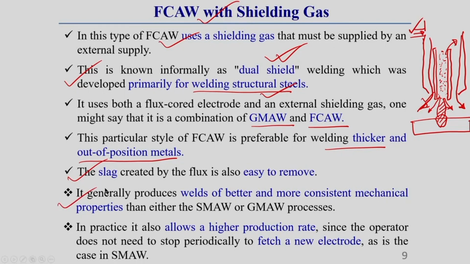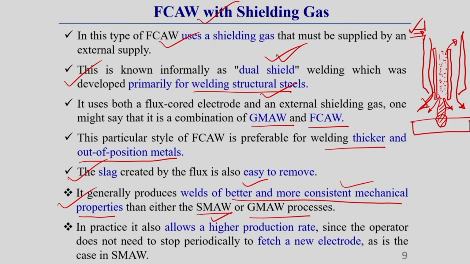Now in general, the weld has better and more consistent mechanical properties, because the shielding is tighter than the previous one. That is why we can get comparatively better and more consistent properties than SMAW as well as GMAW, because in GMAW you know only one shielding medium is used, but here it is dual shield type. One shielding gas is generated from the flux, and another is separately supplied, that is why mechanical property is better than GMAW as well as SMAW.